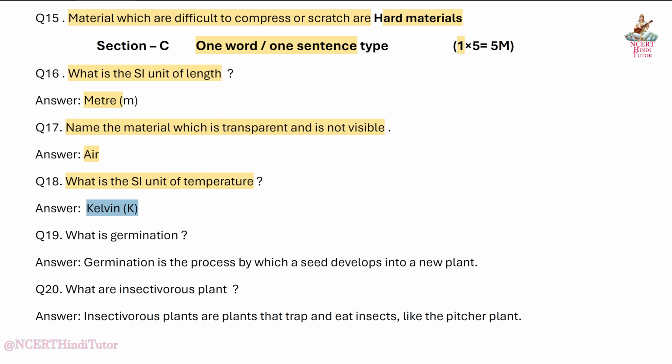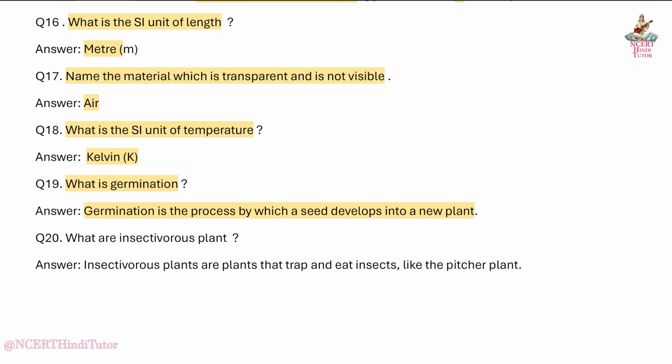Answer Kelvin, K. Question 19, what is germination? Answer, germination is the process by which a seed develops into a new plant. Question 20, what are insectivorous plants? Answer, insectivorous plants are plants that trap and eat insects, like the pitcher plant.